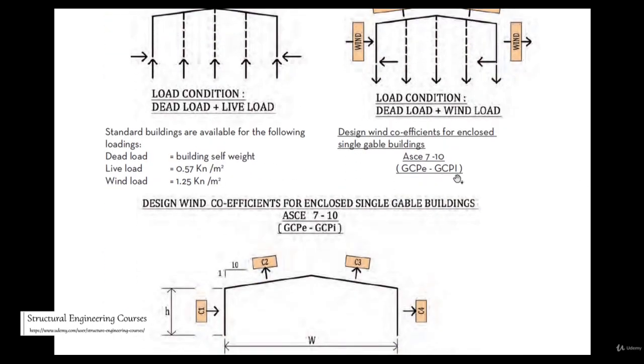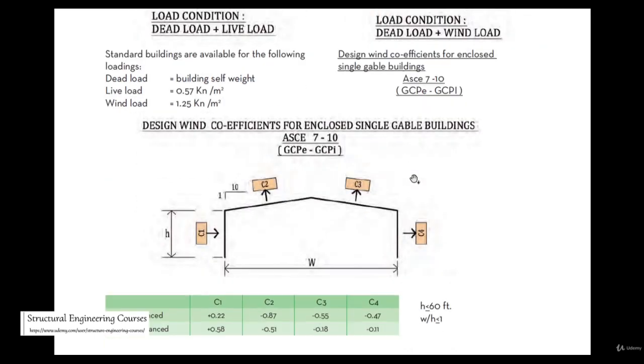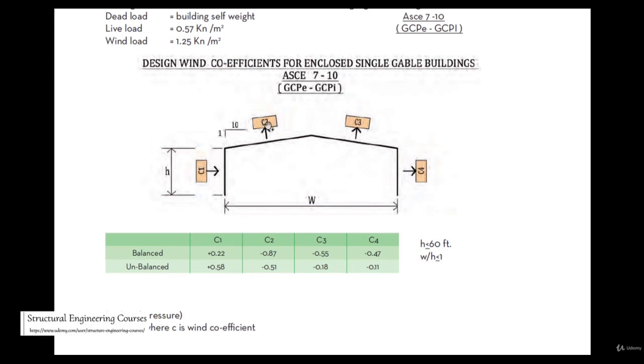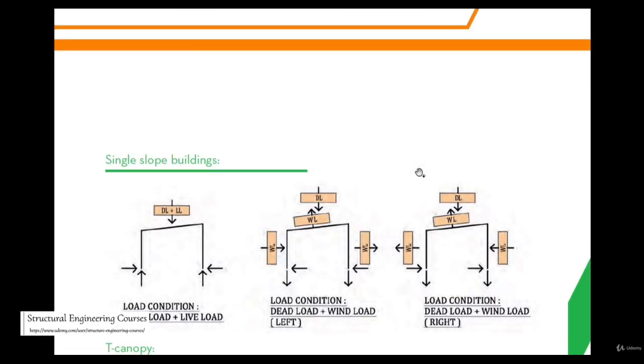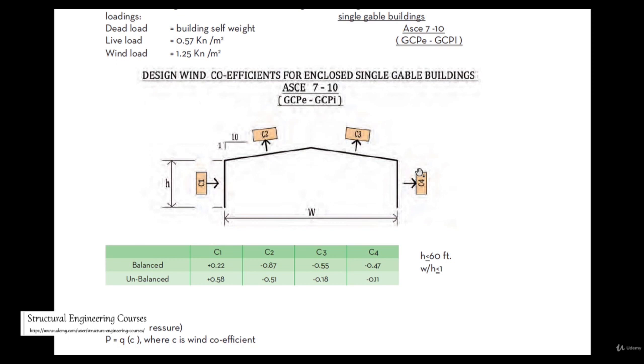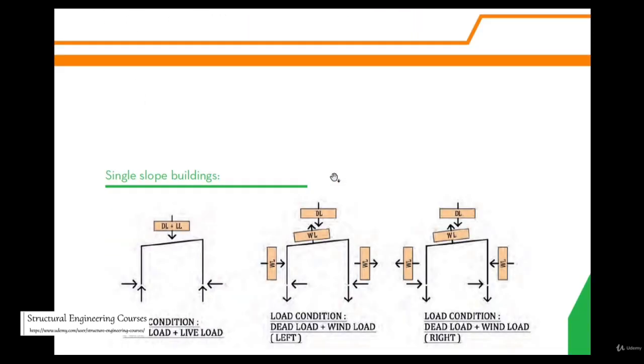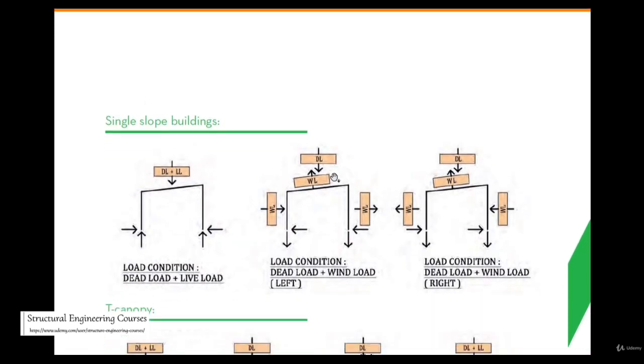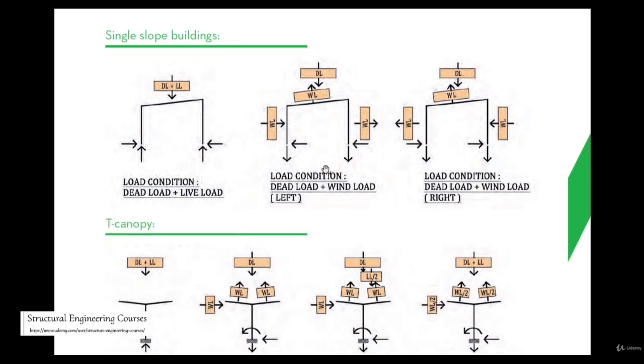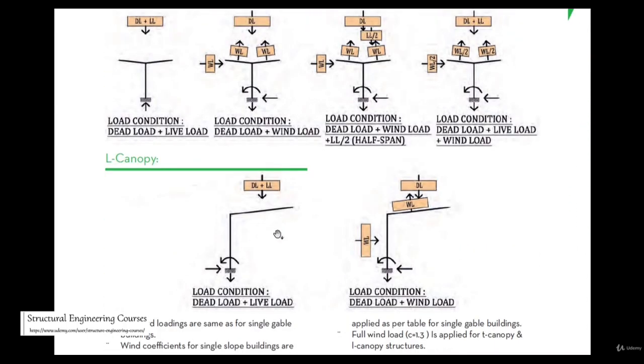And GCP minus GCPI, so G is usually taken as 0.85 as per the American standards. So all these factors you can take from ASCE, or if you are comfortable with the wind load calculations, you can calculate the wind loading arrangement easily. This is called the single slope building. This is the T canopy, L canopy.